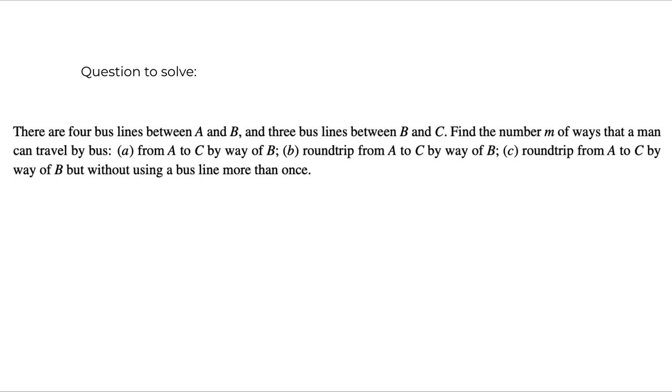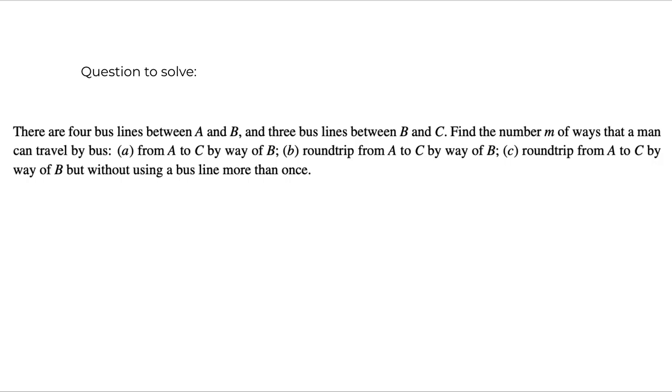Think about it. Would I apply the sum rule or the product rule? Given that event 1 was going from A to B and then B to C, it's going to be the product rule because there are 4 ways I can go from A to B, that's event 1, and 3 ways from B to C, that is event 2. So for A to C, it will be 4 times 3, that's going to be 12.